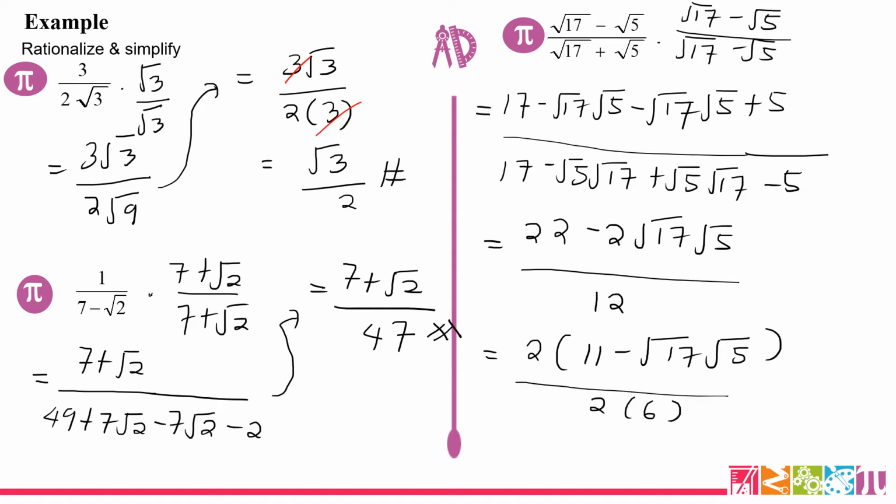Now, we can simplify number 2. So, the final answer is 11 minus root 17 over 5 over 6. So, this is the simplest answer.